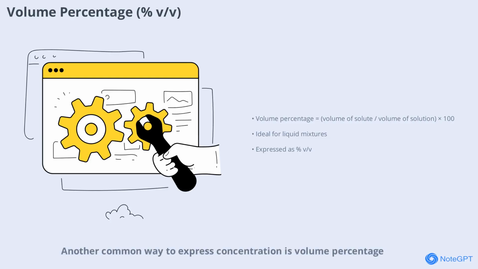Another common way to express concentration is volume percentage, or percent volume by volume, percent V/V. This method is especially useful when both solute and solvent are liquids. For example, if you mix 30 milliliters of ethanol with 70 milliliters of water, the total volume is 100 milliliters. The volume percentage of ethanol is 30%. This approach is widely used in the beverage industry, pharmaceuticals, and chemical manufacturing.